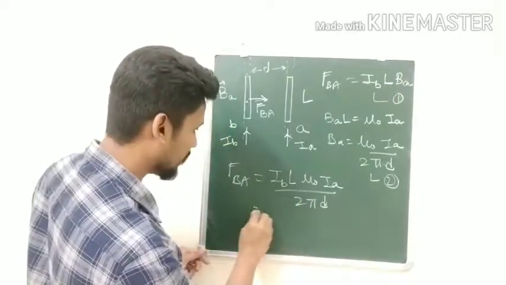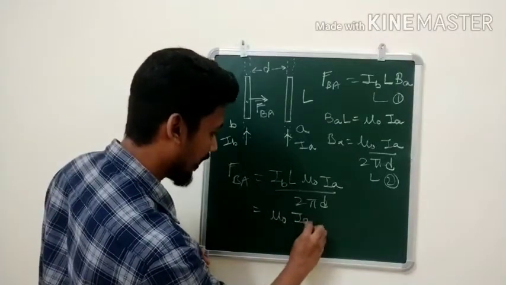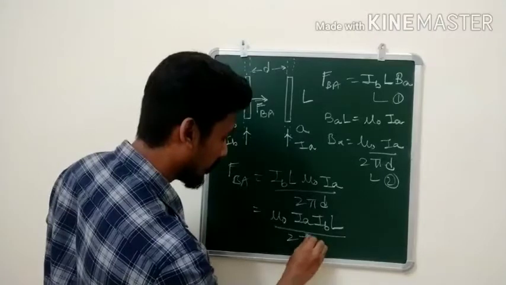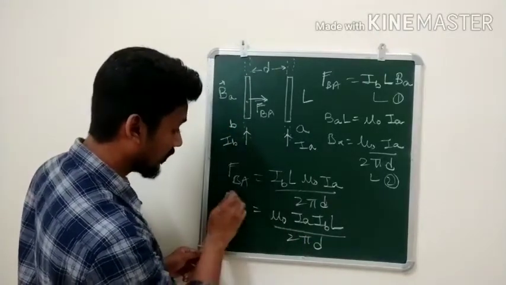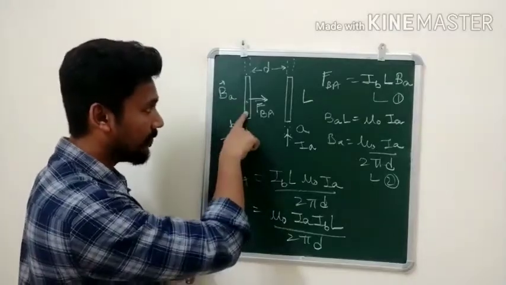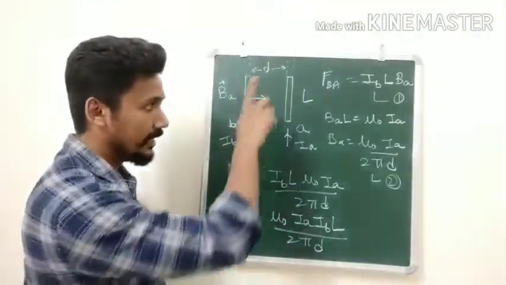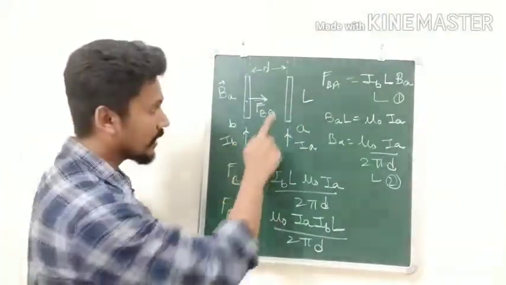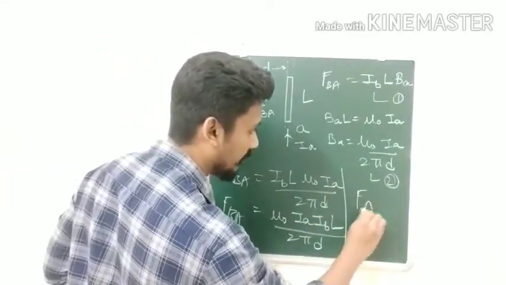So we can rearrange this properly and write this as mu naught Ia Ib L upon 2 pi d. That is the magnetic force that is exerted on B due to A. Now if you do the same kind of treatment for conductor A, you will find the force that is exerted on A, that is FAB.